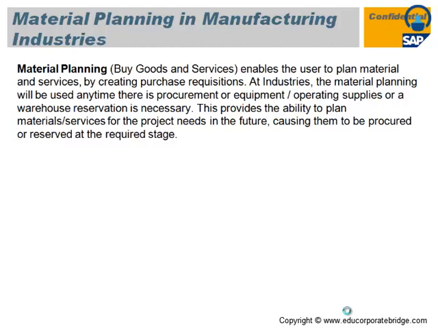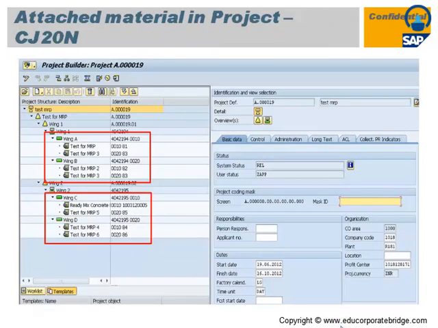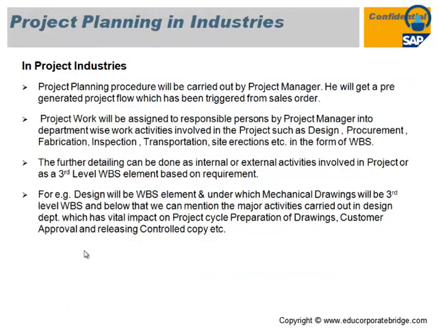So this is the planning in the manufacturing industry, which can be based on the network activity. This is a typical example of the attached material in a project, that is CJ20N, where you can assign the material on the WBS level or a network activity, and your material component will be displayed in the project hierarchy. The project planning will be done by the project manager.